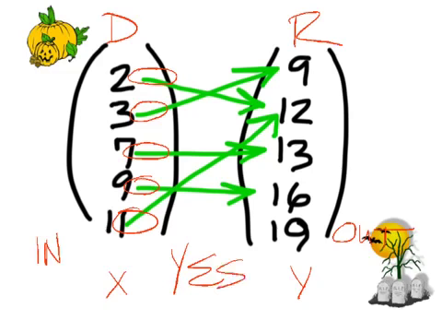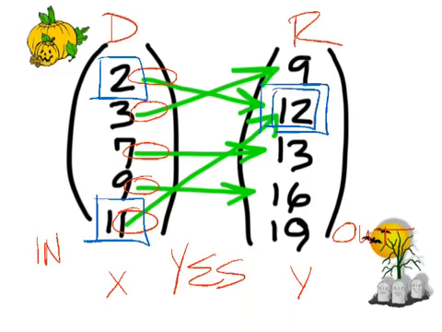And notice that you have 2 pointing to 12. You also have 11 pointing to 12. That is allowable. You can have two different domain elements pointing to the same number. That's not illegal because you still have just one number associated with each domain element.